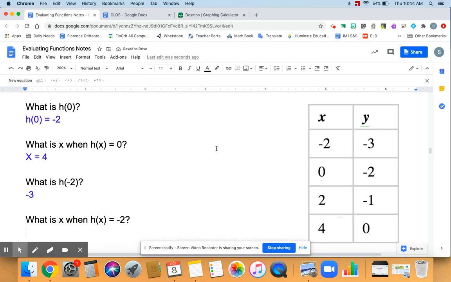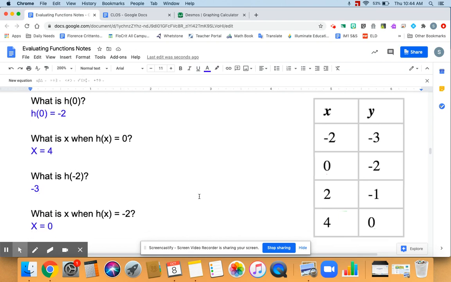And then finally, what is x if the equation equals -2? Is that -2 this time going to be the x or the y? This time it's the y. And so where is the y -2? What's the x with it? 0. X equals 0. So that's on a table.